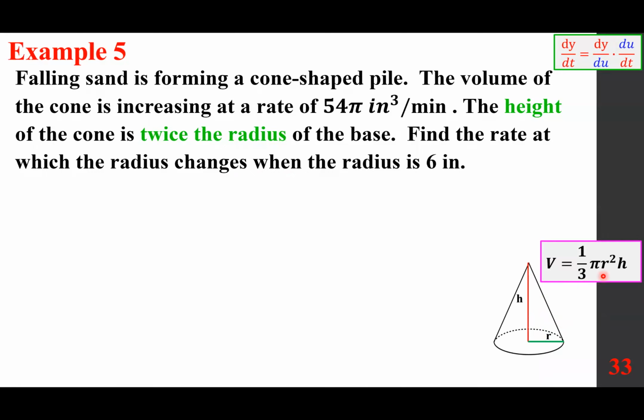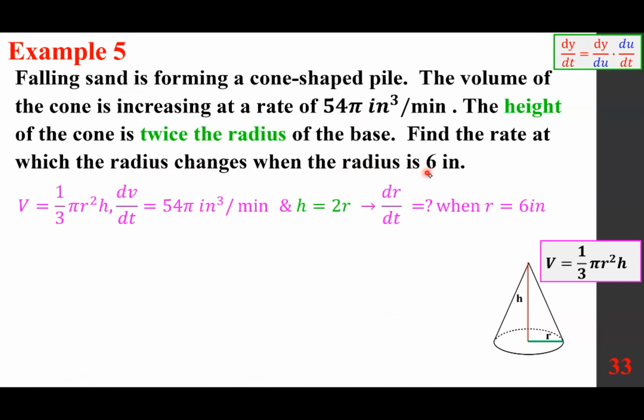Let's go back and read. The volume is increasing at this rate. So dv dt is 54 pi cubic inches per minute. The height is twice the radius, so h is 2r. H is 2r. Very straightforward, right? Find the rate at which the radius changes. So that means find dr dt when radius r is 6. So this is the translation of the question.